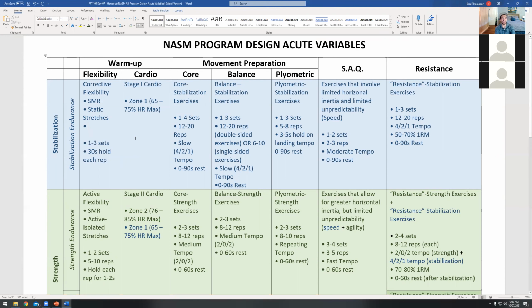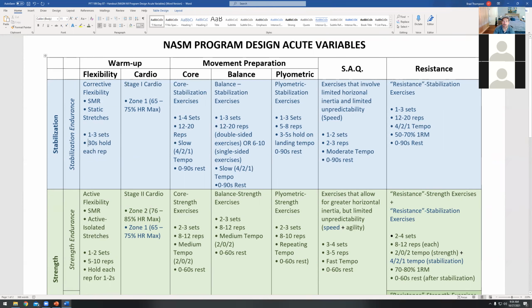So there is the neuromuscular or PNF stretching as well. But remember, that is something that Mo's going to teach you. That's the NASM corrective exercise version. So for today, I'm just going to go ahead and delete that because we're not even going to see it in the regular textbook. 1 to 3 sets of 30 seconds hold each.